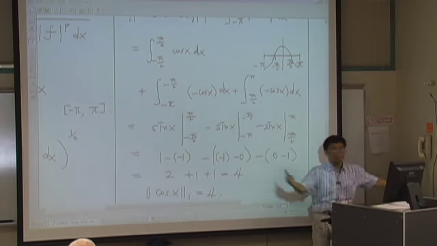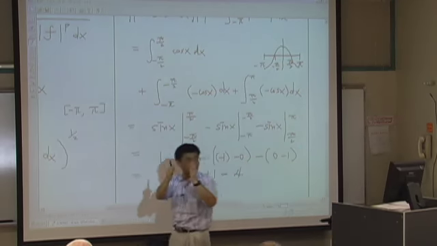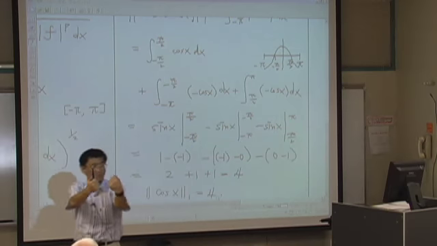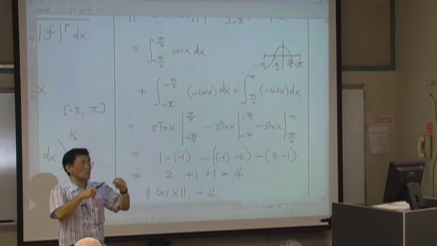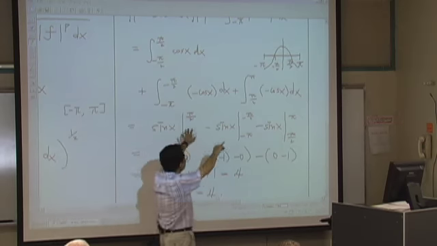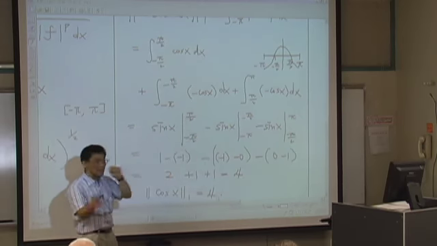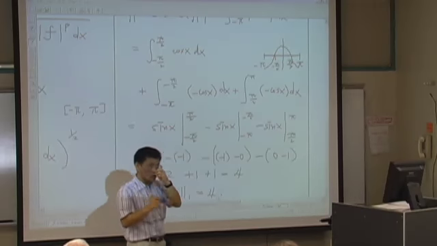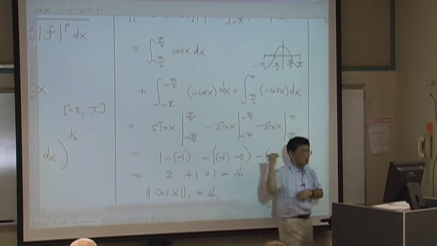But as the interval changes, the norm changes, right? If we reduce the interval from negative pi to pi to negative pi over 2 to pi over 2, these portions disappear, and then just 2 survives. So depending on the interval, the norm changes. Do you follow me? Please browse this and ask questions.